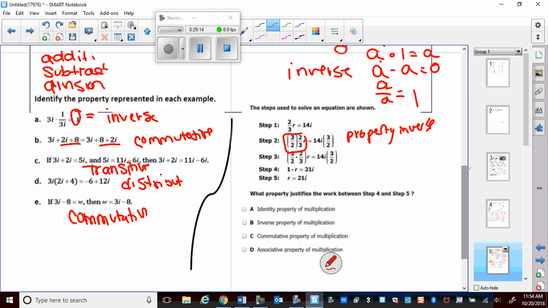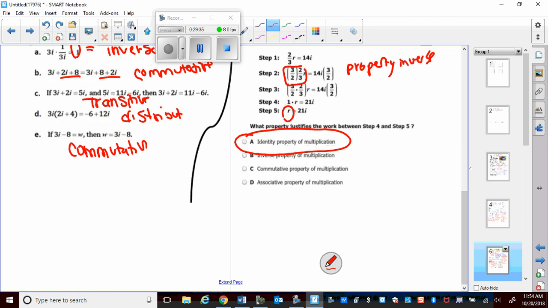So from step 4 to step 5, what do they do? They said 1 times r equals r. So this is the identity property. r retains its identity, an identity property of multiplication. Because any number times 1 equals itself.